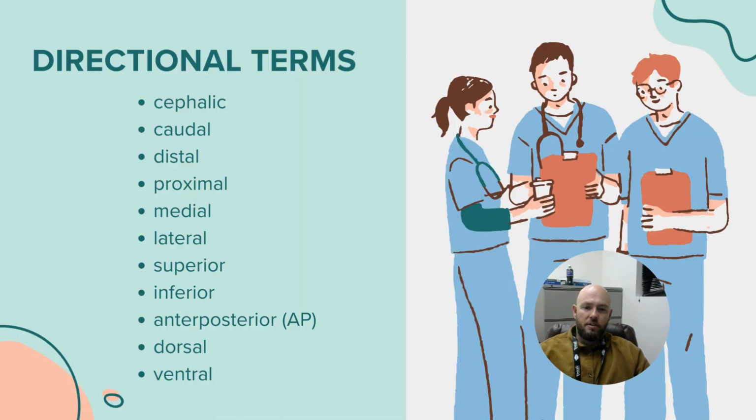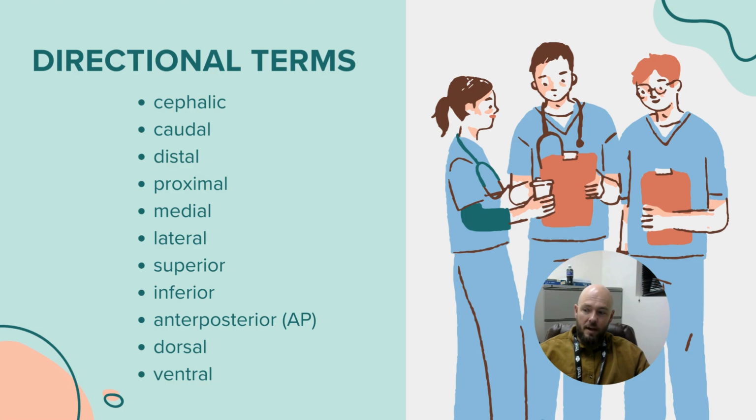These are directional terms built from those word parts. Cephalic is toward the head. Caudal is toward the tail. Distal is away from the point of attachment, further away from the point of attachment. Proximal is closer to the point of attachment. Kind of talked about this already. So your elbow is proximal when compared to your wrist. So it's closer to the point of attachment, which would be your shoulder. And your wrist would be distal compared to your elbow.